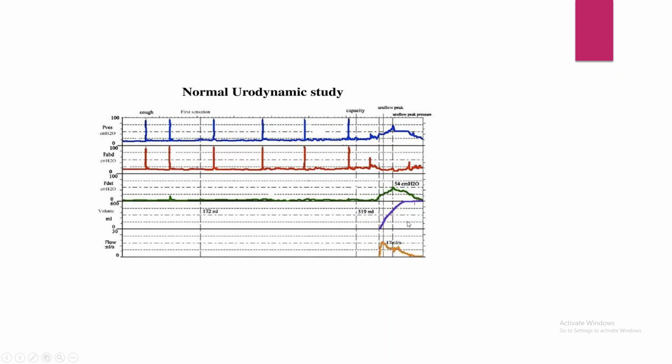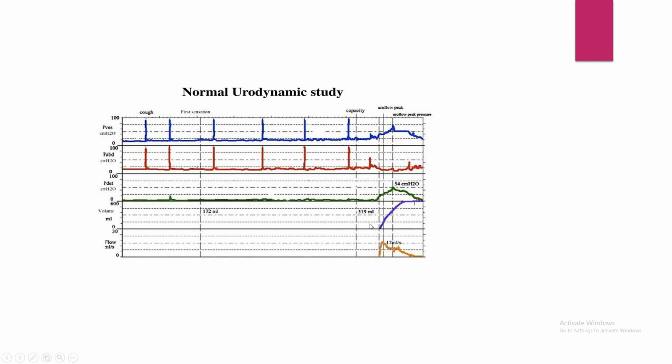And then this is the voiding graph. Now, can you see this is the flow? There is no leak at all. No leak is observed during the filling phase, and there is no increase in any detrusor pressure. So that means the filling phase is absolutely normal in this graph.